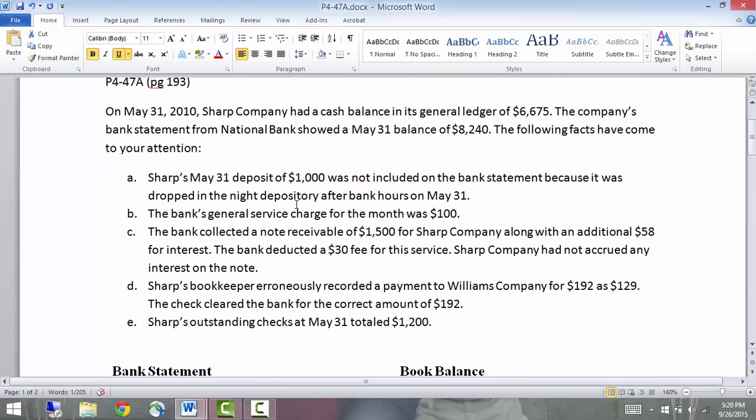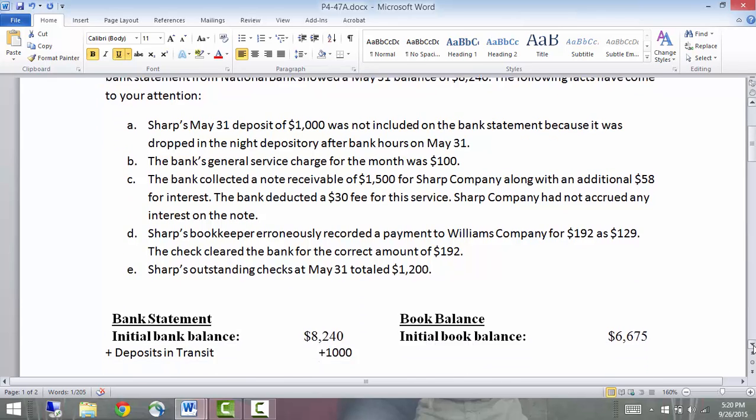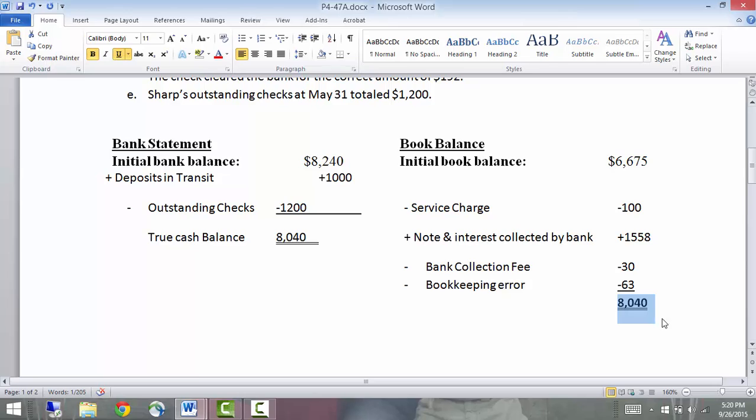Now, if you are preparing your balance sheet on May 31st, notice that the dates were May 31st. Everything was May 31st. We were trying to find the true cash balance on May 31st. So on our balance sheet for May 31st, we would use this $8,040 as our cash amount. We would not use the initial amount that was on the bank statement, nor would we use our amount per our books before we made these adjustments. We would use this amount. This was our true cash balance on that date.